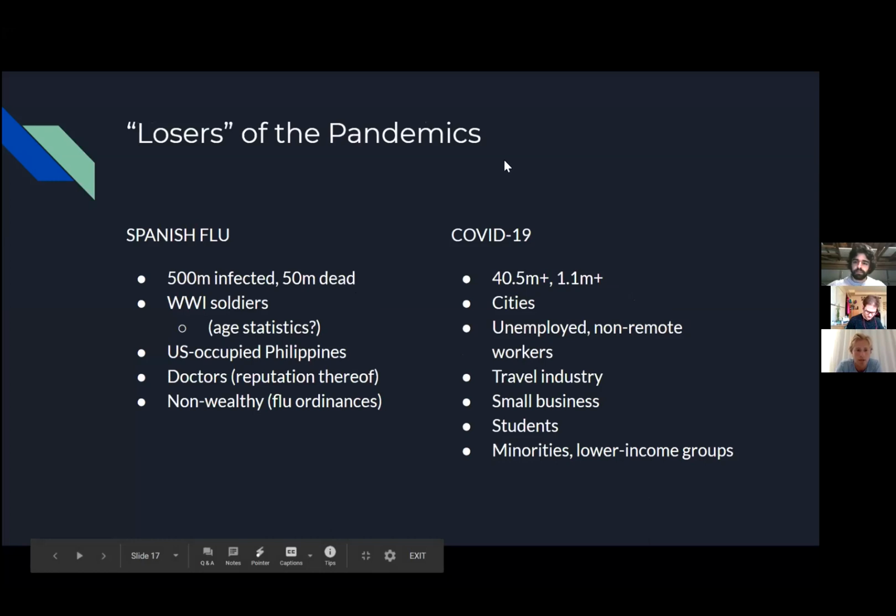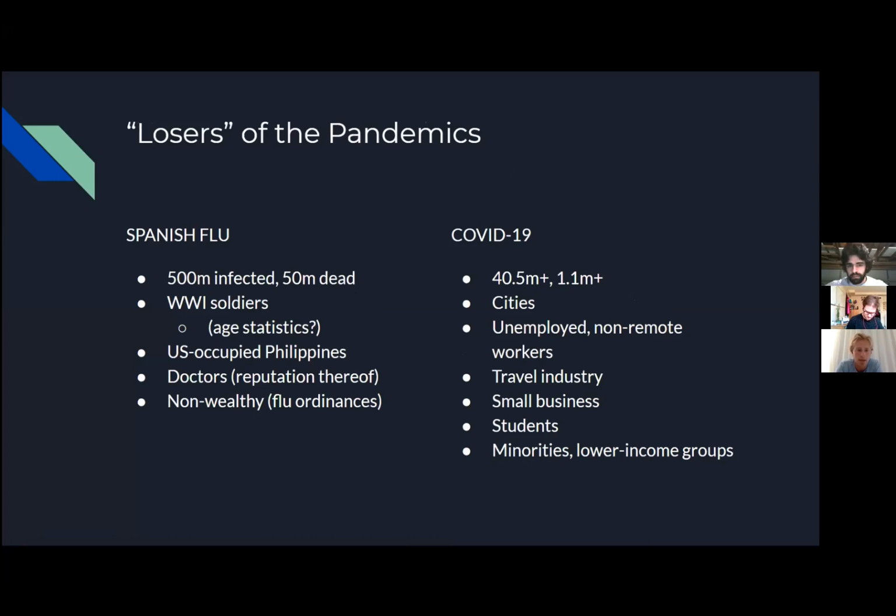Again, just briefly, the losers, those most affected by the pandemics. Of course, first and foremost, it's important to note that those who die from the pandemics are the most affected. So that's the 500 million infected and the 50 million who died in the Spanish flu, and the 40 and a half million and counting that have been infected by COVID, and the million plus that have died. Again, World War I soldiers were hit really hard. Obviously, they were in the trenches together. They were on boats together, as we talked about with the U.S. soldiers.